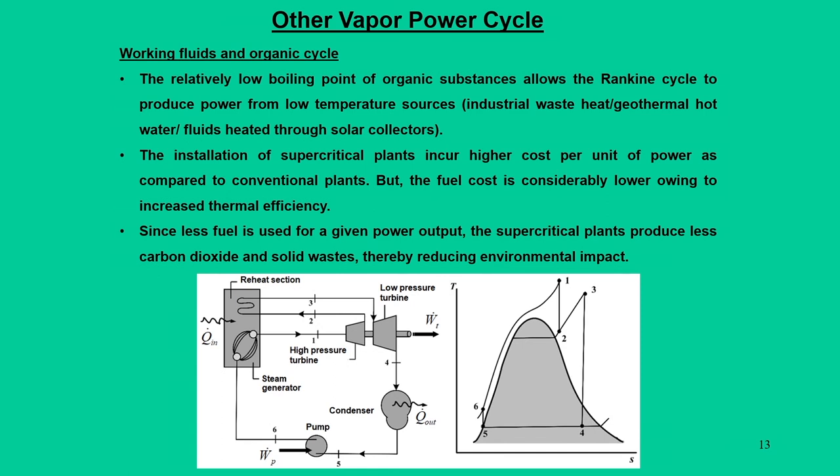And such cycles have many advantages, because they have a low boiling point, which allows this Rankine cycle to produce power even from low temperature sources such as industrial waste, geothermal water, hot water and fluids heated through solar collectors. But they incur a high cost per unit power as compared to conventional power plants. But the fuel cost is considerably lower, so that gives rise to higher thermal efficiency. And of course, when less fuel is used, the supercritical plants have a lower environmental impact.